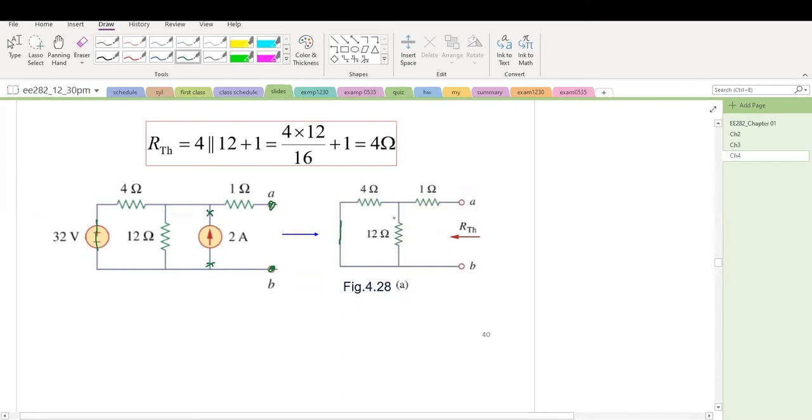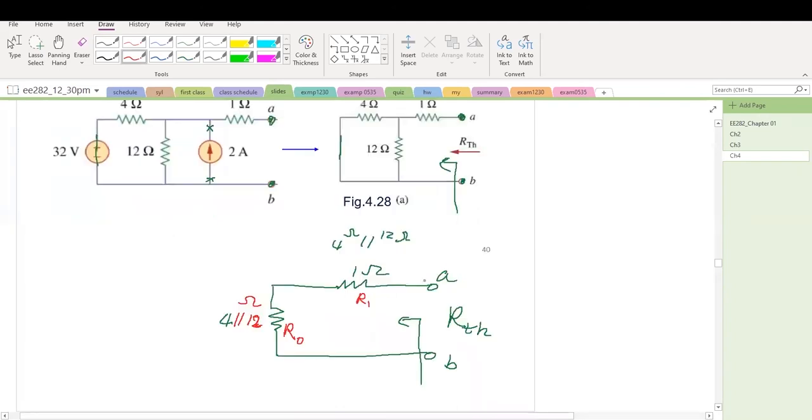We have 3 resistors connected in this way. RTH is the resistance looking from terminals A and B to the left. In this case, we can see 4 ohm is in parallel with 12 ohm. So I draw a circuit here, 4 ohm parallel 12. I call it R0, the value of 4 ohm parallel 12, which equals 4 multiplied by 12 divided by 4 plus 12. Then this 1 ohm here, I call it R1. So what is RTH?